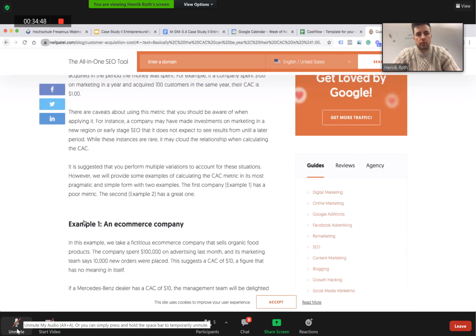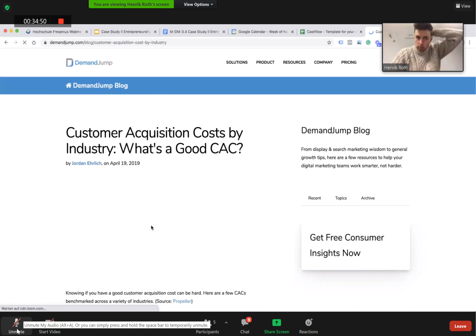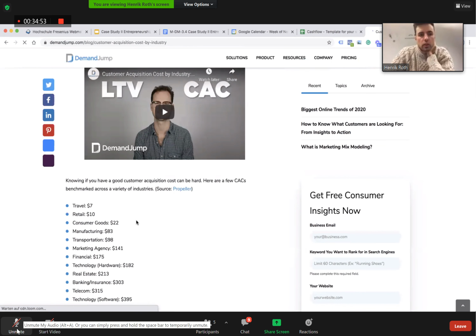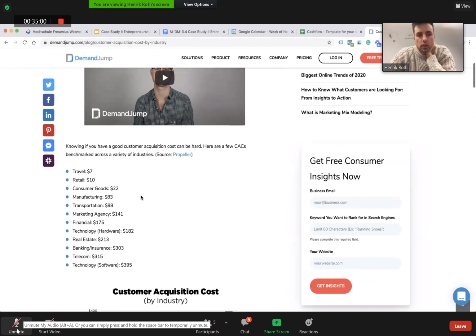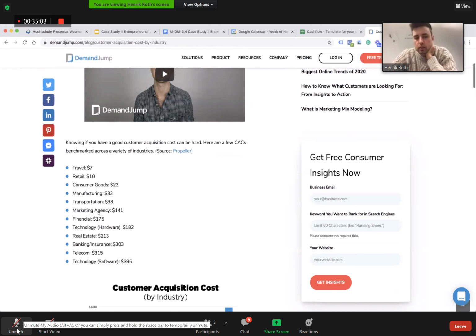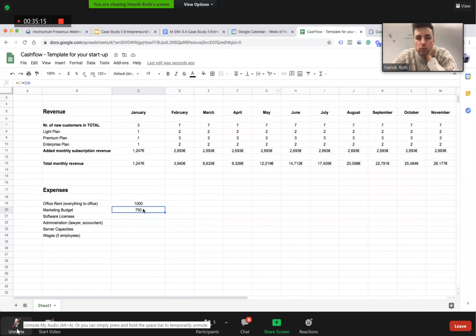Oh, wait, I found a good one. Here are a few customer acquisition cost benchmarks across a variety of industries. So for example, marketing agencies pay around 141 euros per new customer. Real estate, telecom, technology, software, here you have even $400. So let's change that to $400. You always want to be higher, you want to have some safety buffer, let's say.